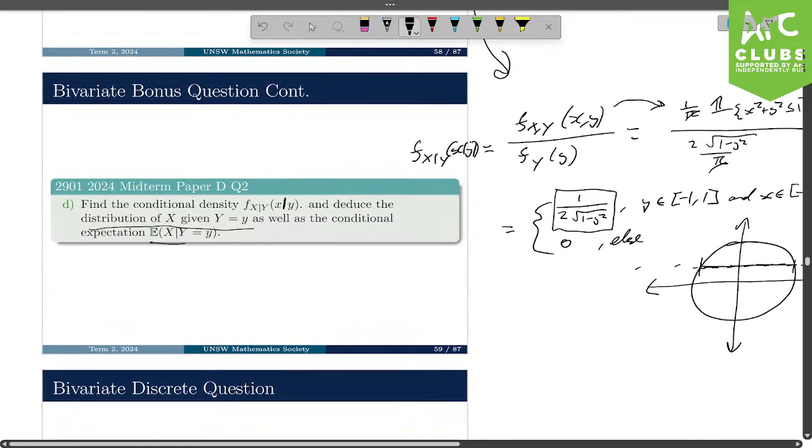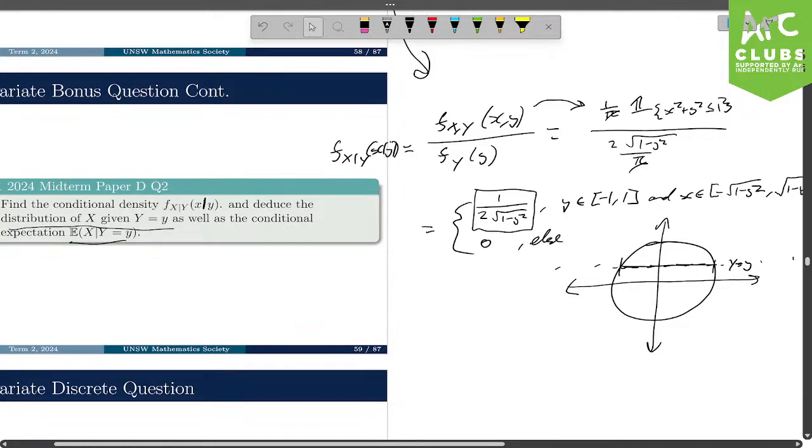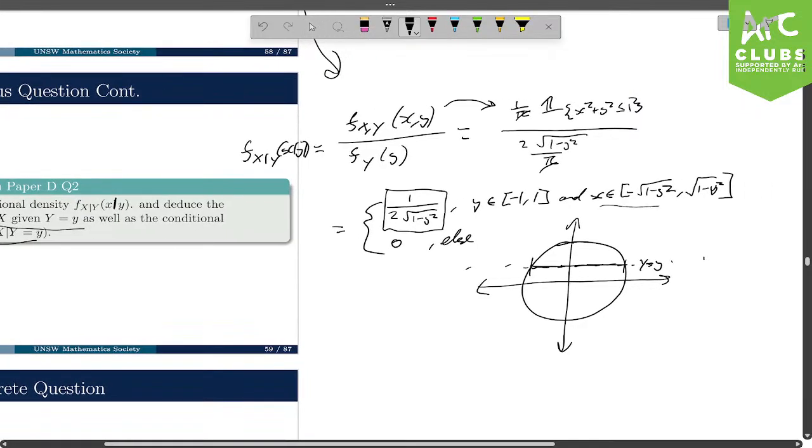Now we want the expectation. Well, it's a uniform distribution, which is, mind you, over an even interval.